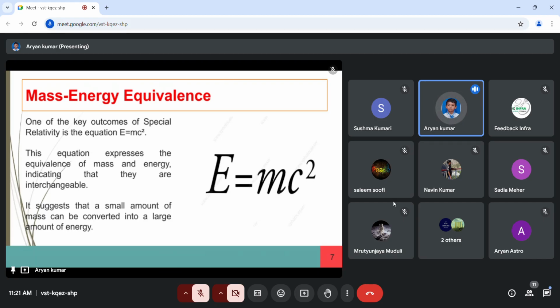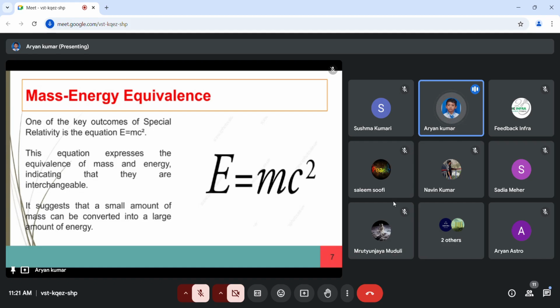E is the energy, m is the mass, and c is the speed of light, and the 2 is the squared. Let's take an example. If I have 100 kgs of uranium and the mass defect of that is maybe 1%, so 100 kgs would become 1 kg, and if I put that into this equation, that would become 9 multiplied by 10 raised to the power of 16 joules of energy. So this is the key outcome of special relativity.